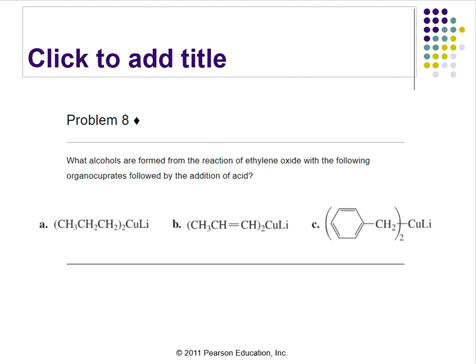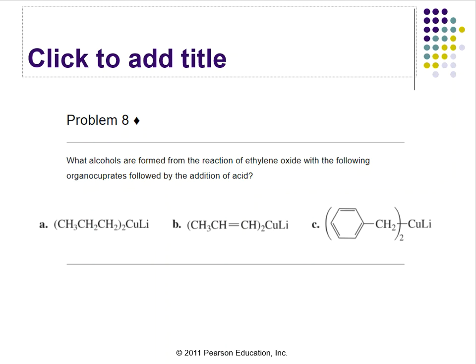Okay, so A, B, and C, it looks like they give me the Gilmans. Okay, these are the Gilman reagents. That's what they're calling these organocuprates. Okay, whatever. It's the same stuff. This is what we've always been doing for the past few videos, right?